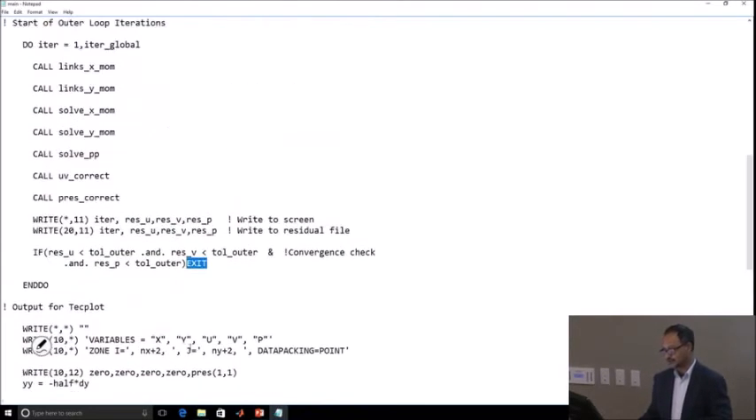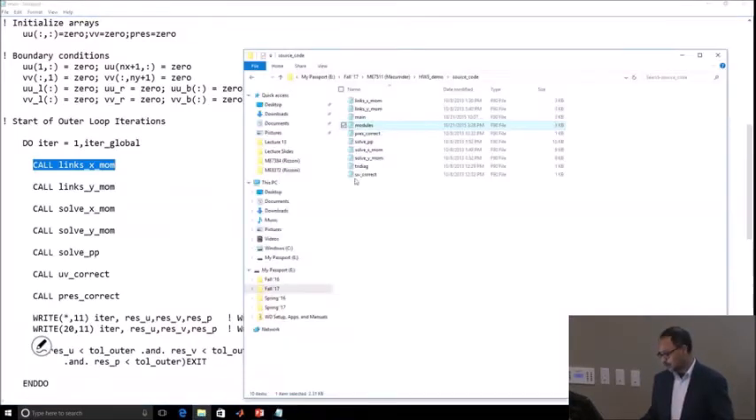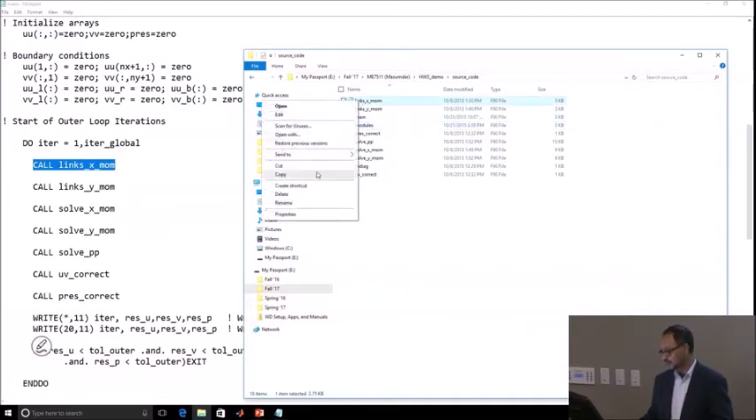So that's the main structure of the program. This is how you need to think about it. Now you say, okay, what's going to go into this first function that I write? That first function is simply calculating link coefficients. I'll show you what it is doing. You can see here I have something called link x momentum.